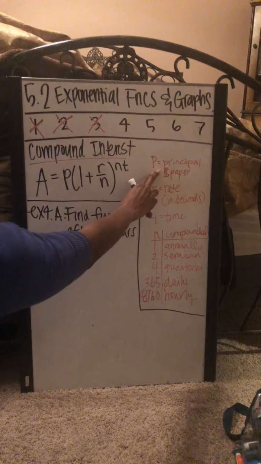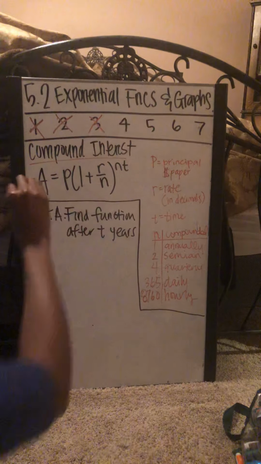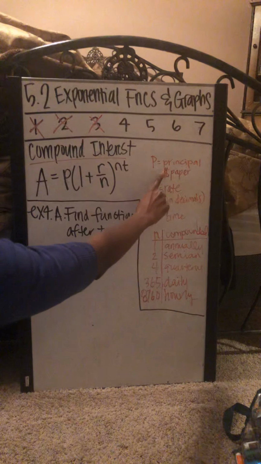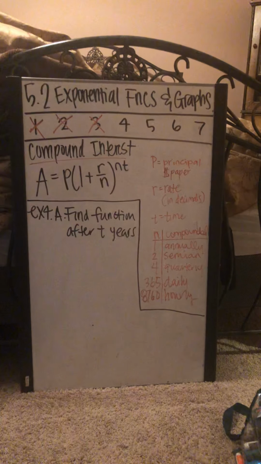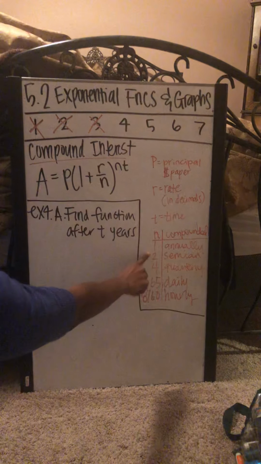So P stands for principal. I like to call it paper cash money. Okay, just an easy way to remember it. Okay, so P stands for principal. That's your money, your paper. R stands for rate and it needs to be in decimals. T is for time, and your N is compounded. And here's a little chart.